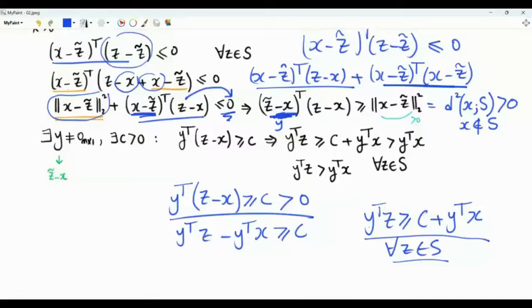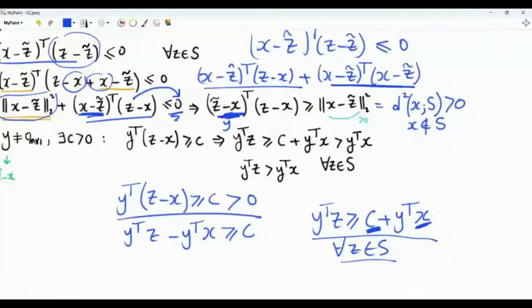The inner product between this vector and any vector in the set S is greater than or equal to a strictly positive number c plus the inner product between that vector y, which is z tilde minus x, and x, the point that is not an element of S. And of course, this right-hand side is strictly greater than y transpose x. So there is a vector in Rm such that the inner product between this vector and every vector in set S is strictly superior to the inner product between the vector and x, a point that is outside S.